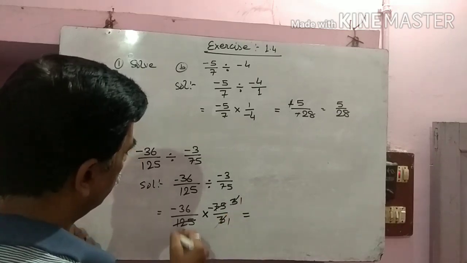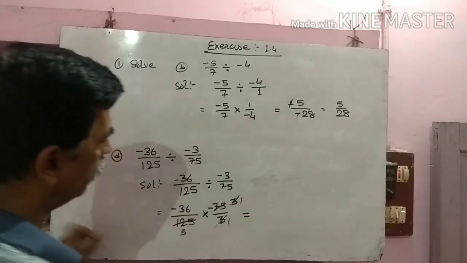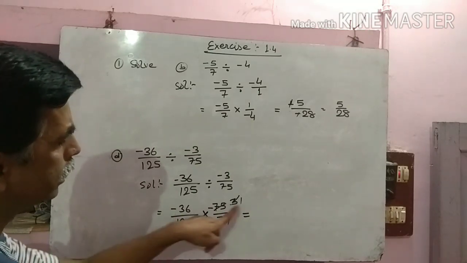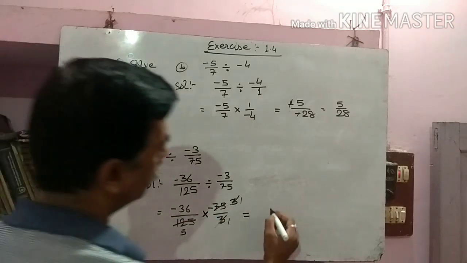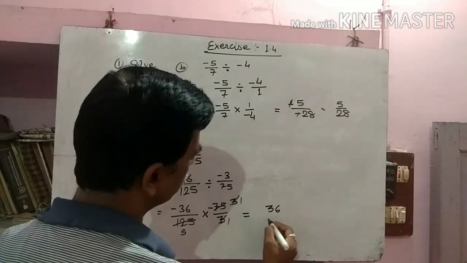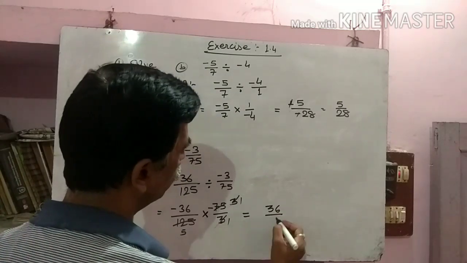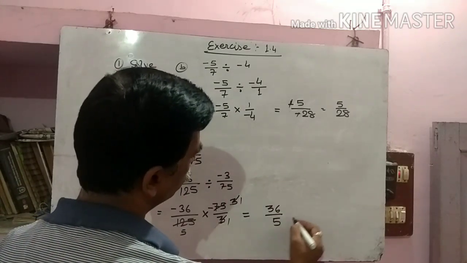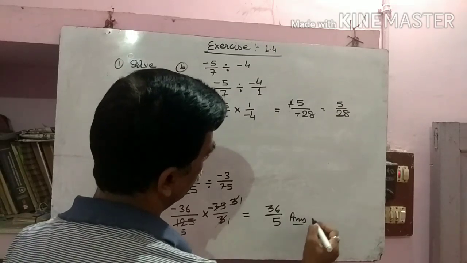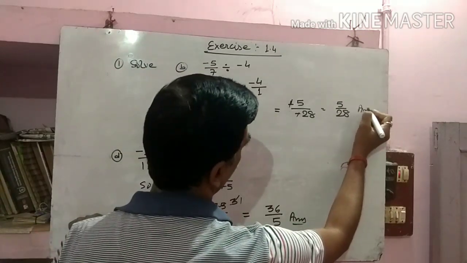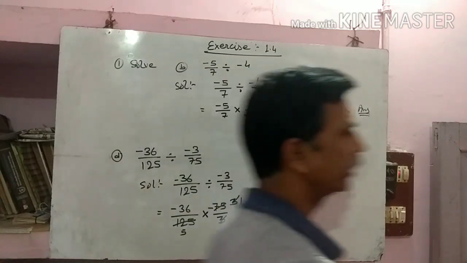Okay, then is there anything which we can divide? No. So what will be minus 36 into minus 1? It will be 36 by 5 into 1 becomes 5. So this is the answer, and this one is also an answer. Okay, write this one also.